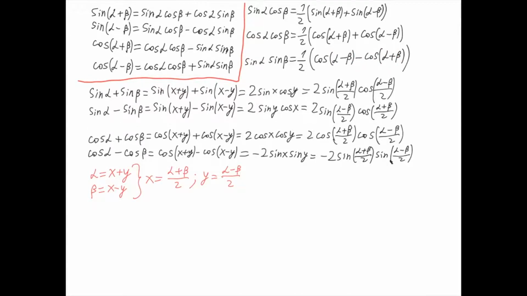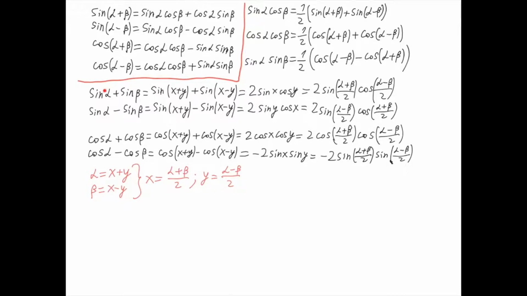Now let's work on the expression sine alpha plus sine beta. For this, we're going to make the following substitution. Alpha equals x plus y, and beta equals x minus y. We know that x equals alpha plus beta divided by 2, because when we add these two equalities, the y cancels out, then we get 2x on this side and alpha plus beta on this side. And so x equals alpha plus beta divided by 2. Similarly, y equals alpha minus beta divided by 2, because when we subtract this equality from this equality, the x cancels out, we get 2y on this side and alpha minus beta on this side. Therefore, y equals alpha minus beta divided by 2.